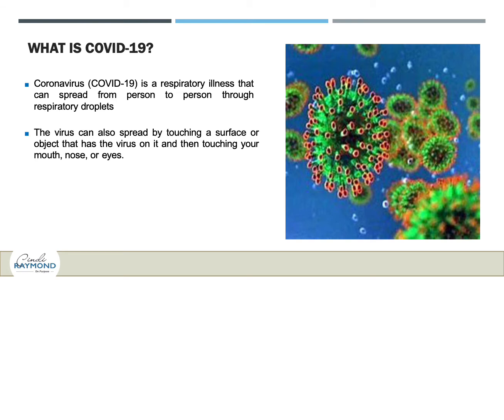Okay, so what is COVID-19? We are all very familiar with COVID-19, but it is a respiratory illness that can spread from person to person through respiratory droplets. And the virus can also spread by touching a surface or object that has the virus on it, and then touching your nose, mouth, or eyes.